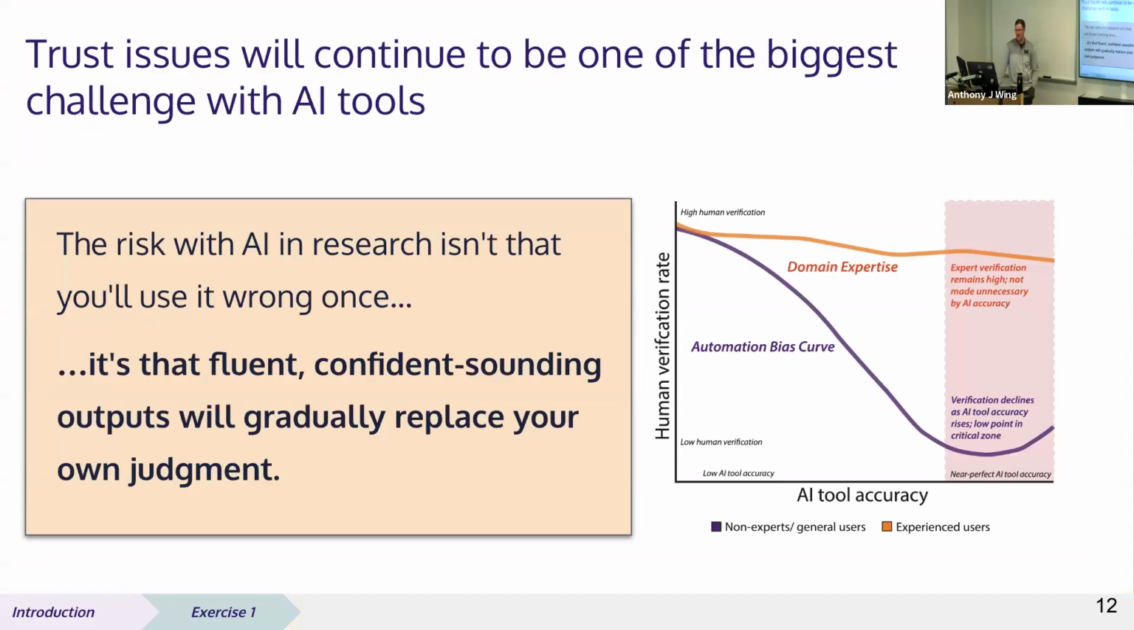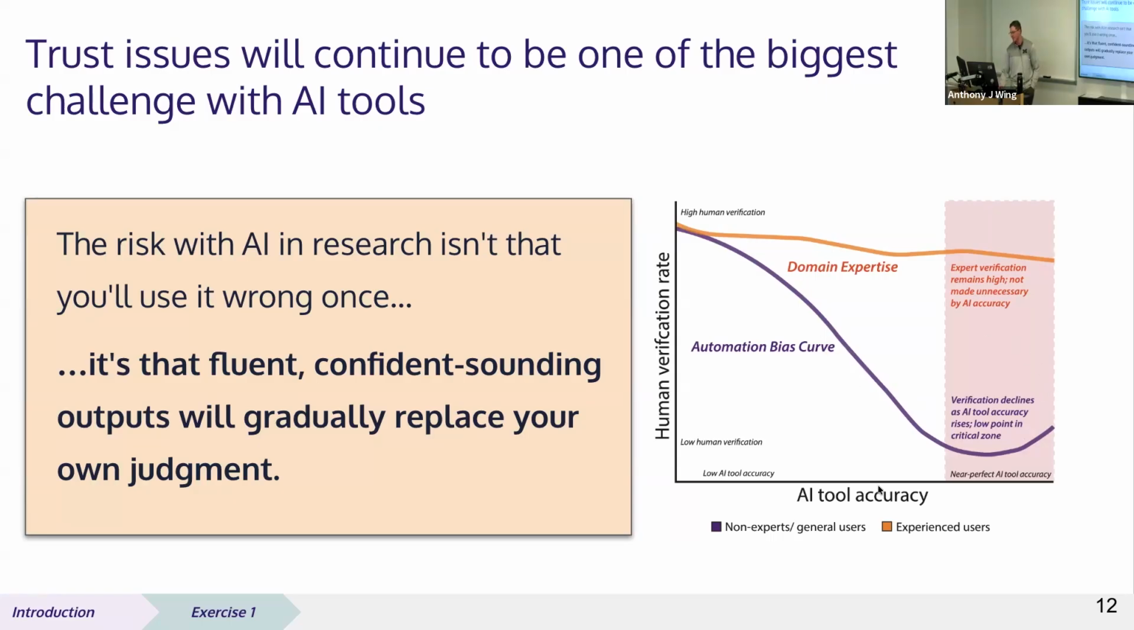How do you trust those outputs? And really the risk isn't that you'll use this tool poorly once, it's that you'll continue to, or start to believe everything that comes out of it as they continue to improve. So how do you keep this high verification rate up, as if you're a domain expert, as opposed to succumbing to this automation bias curve that's right here, right?